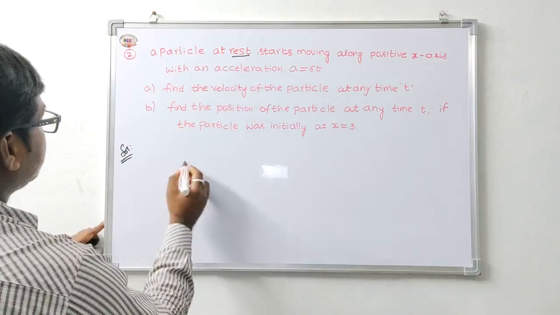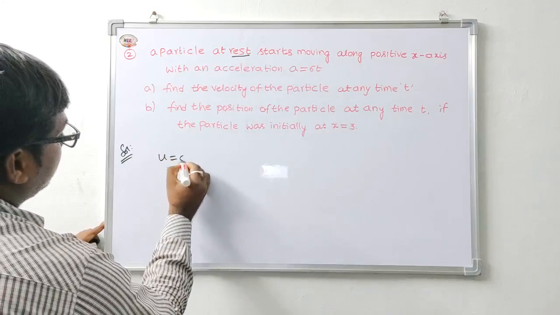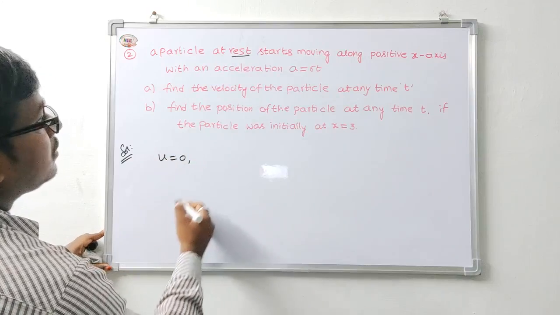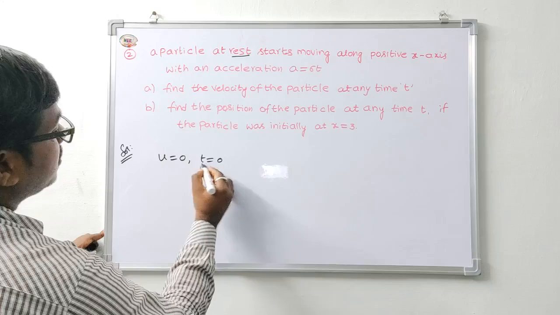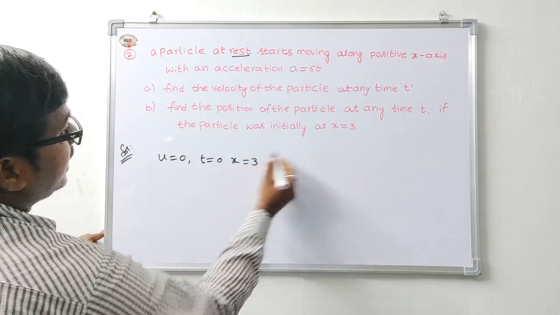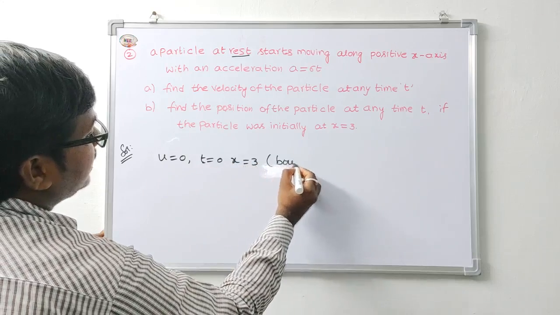The particle is at rest, so v = 0 when the time t = 0. Then x = 3. These are the boundary conditions.